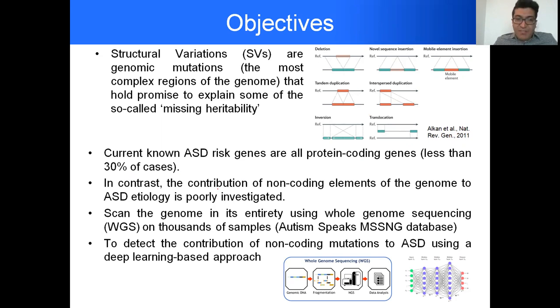So to achieve the goal of understanding all genetic factors involved in ASD, we need to scan the entire genome using whole genome sequencing on thousands of samples. So we use a database for this reason. Accordingly, I developed a computational algorithm to detect the contribution of non-coding mutations to ASD using deep learning approaches.